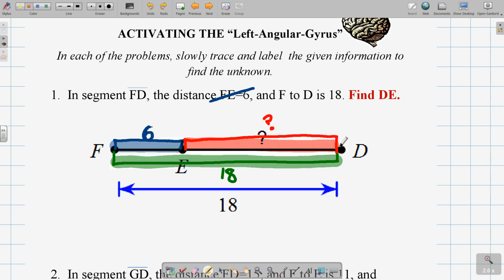If at some point you went, oh, it's 12, as you trace, that fed the information physically. 18, 6 underlines it, you subtract, and that is 12. I want you to physically trace all of these very slowly.